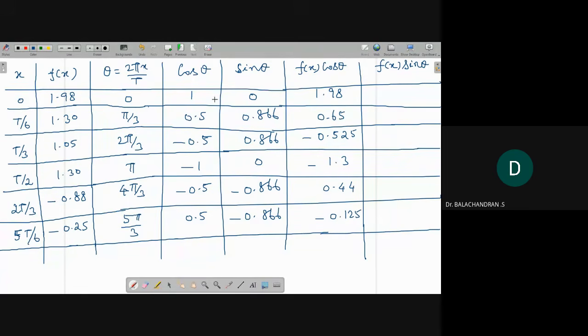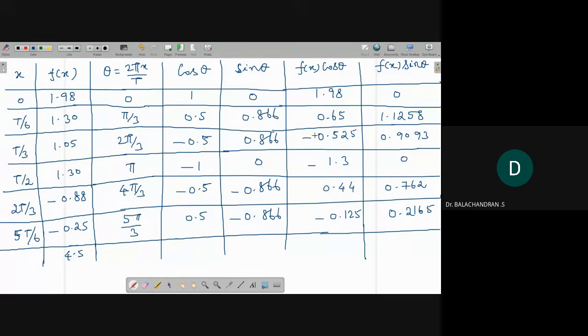And then column 2 into column 5. So 0, 1.1258, and then 0.9093, and then 0, and then 0.762, and finally 0.2165. So if you add f of x, I got 4.5. So please check it. Yes, sir, I'm getting this now.